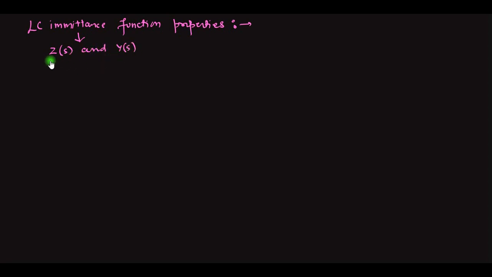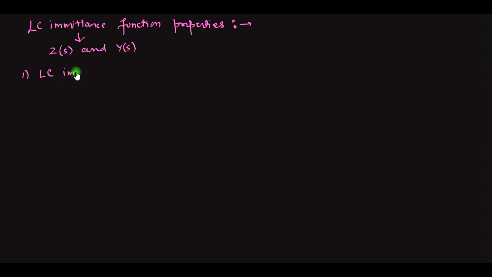Let's start. We will discuss the properties of LC immittance functions first. Here the immittance means we are talking about the properties of impedance as well as admittance functions. That is, we will be discussing the properties of LC impedance functions and LC admittance functions. Let us see the first property.